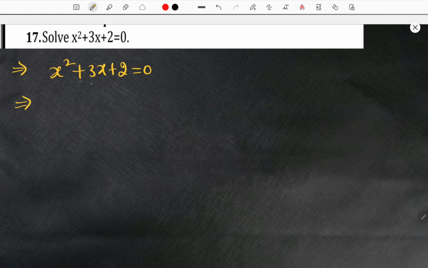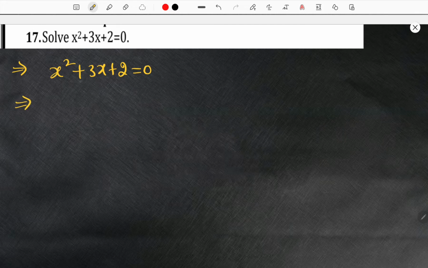Here is the first question. Solve x square plus 3x plus 2 is equal to 0. Are they saying any quadratic formula method or factorization method? They are not saying anything. So if they are not saying, you can do it by any method, by prime factorization or by using the formula. Whichever method you want, you can use. Here I will use prime factorization as it is very easy.